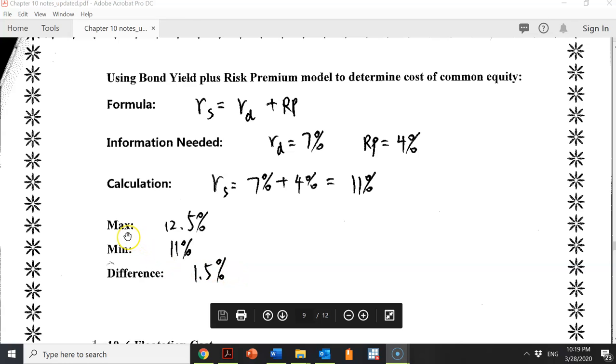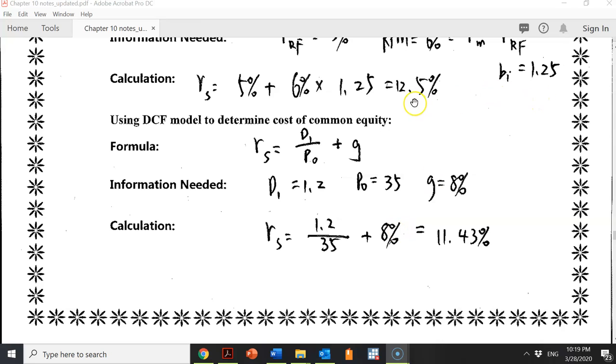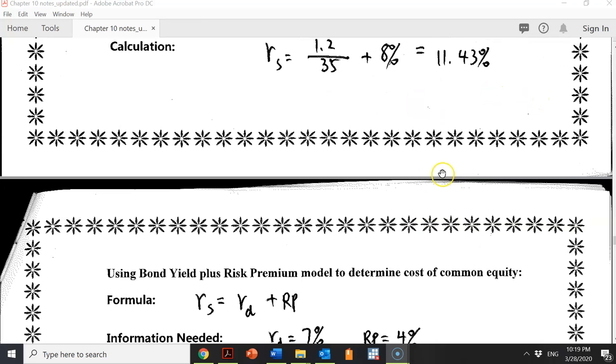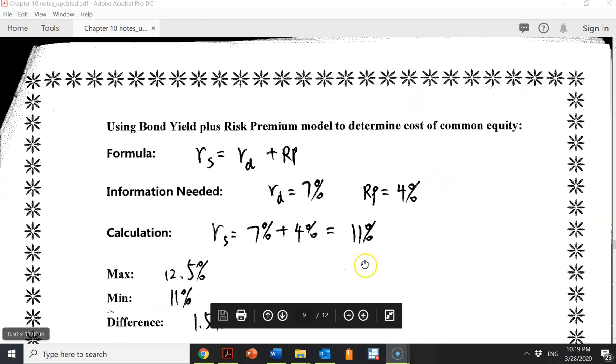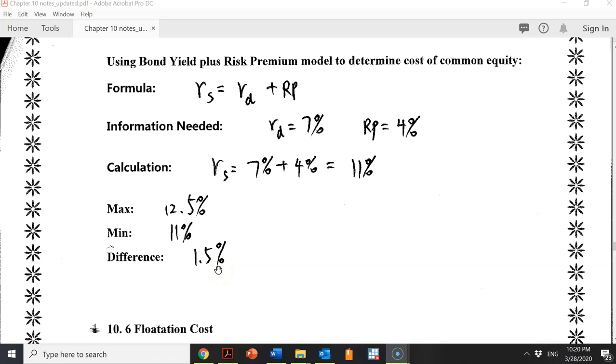Okay, so our maximum estimate will be 12.5%. Our lowest estimate is 11%. So the difference between them would be 1.5%. Okay, so these are the 3 ways of calculating cost of common equity.